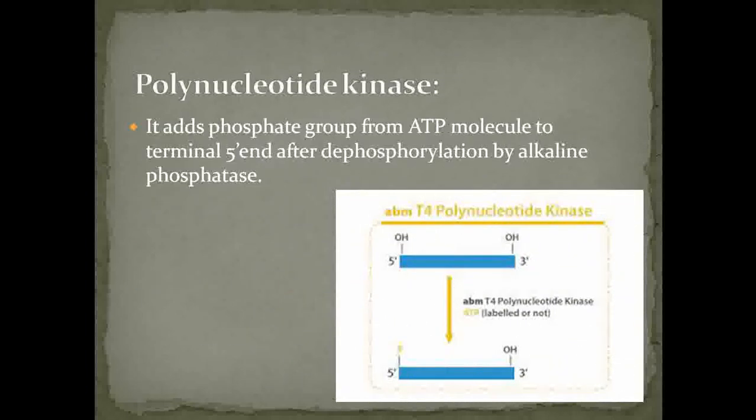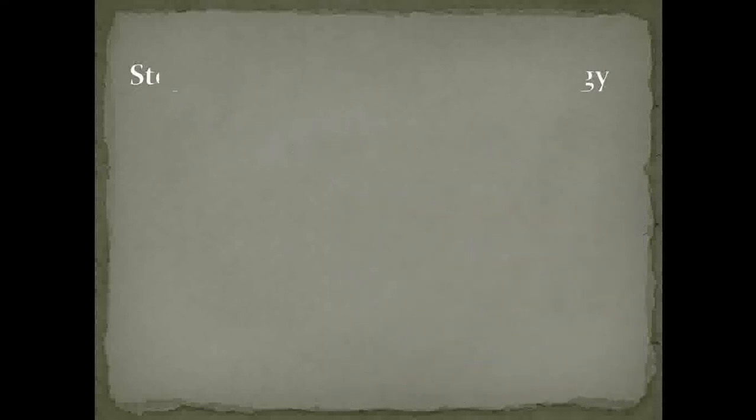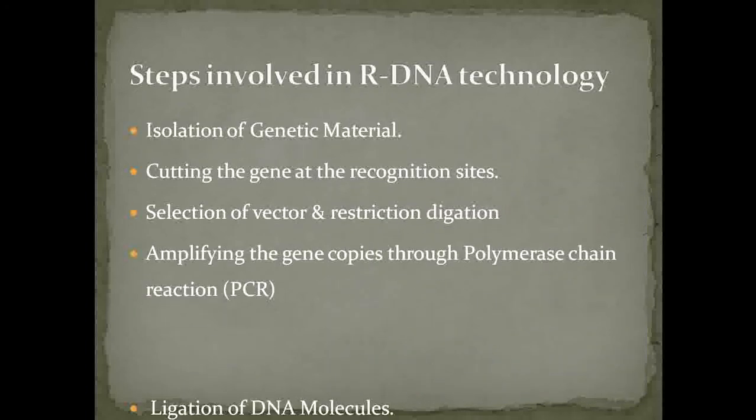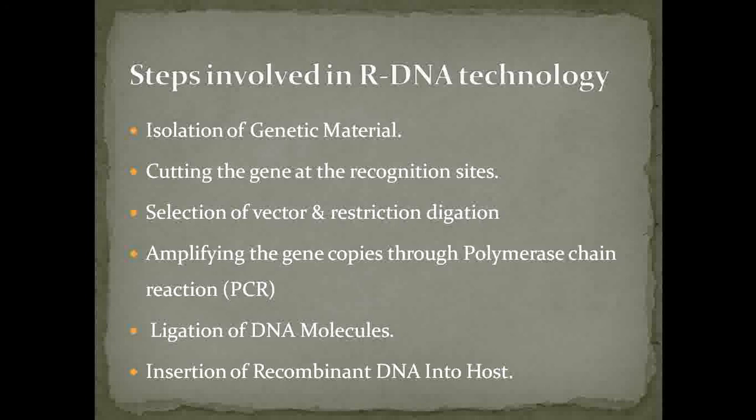Then the next enzyme which is involved in this technology is the polynucleotide kinase. And see here what is the property of this enzyme. It will add the phosphate group at the 5' end. The main function of polynucleotide kinase is to add the phosphate groups at the 5' end. So see that these are the different enzymes and their properties which are used in recombinant DNA technology.